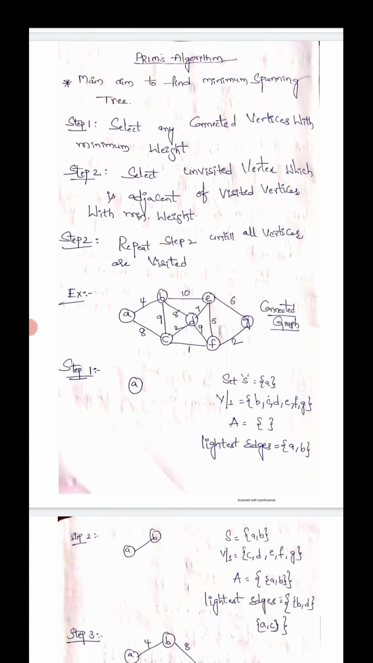Now we see one example here. This is a connected graph. In step 1 we have to choose any vertex. Here A is one node, vertex A.